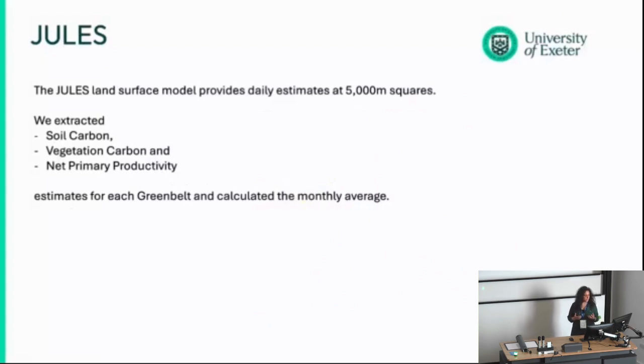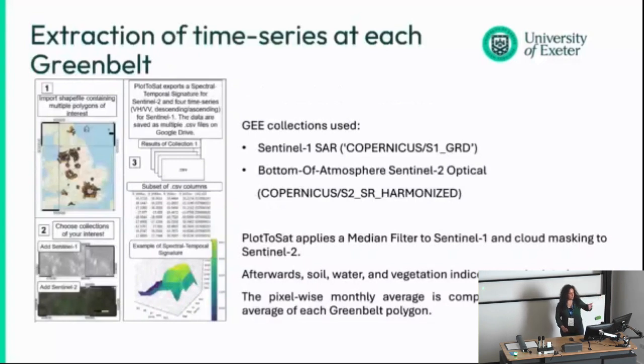So JULES is a land surface model which extracts estimates at 5,000 square meter resolution, daily estimates, and we use it to extract soil carbon, vegetation carbon, and net primary productivity. We calculated the average of each month for those three estimates. Now with the time series, we got the shapefile from the polygons defining the green belt.